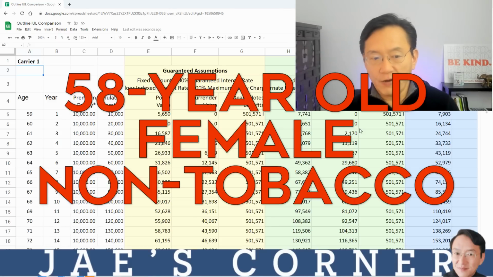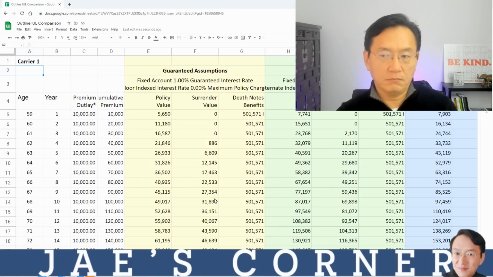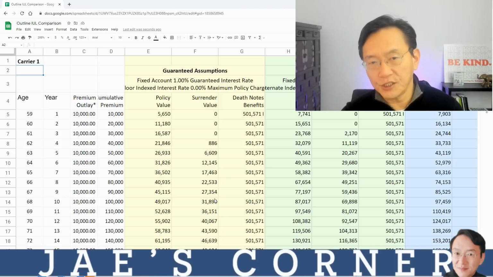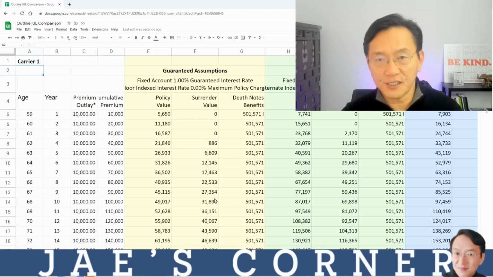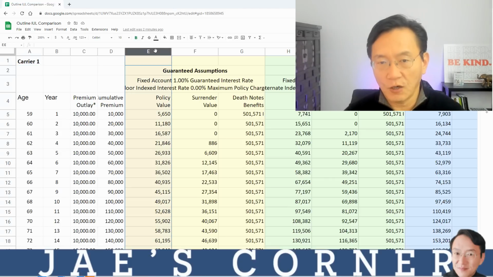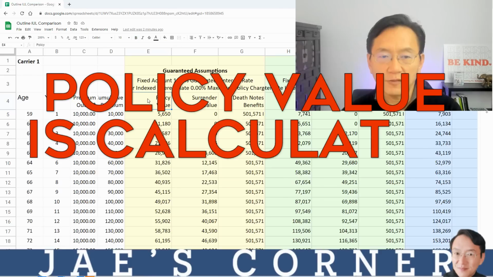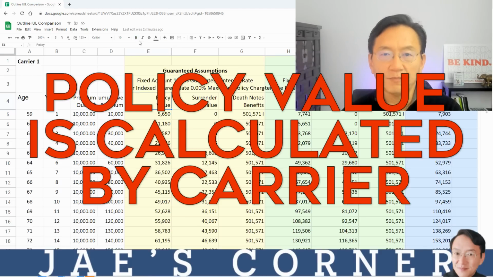What you have here is carrier 1 for a 58-year-old female non-tobacco. I just set that here for comparative purposes. Again, your situation will be different, but it's just to give you an idea of how to understand the illustrations. What we have here by carrier 1 is these yellow columns, which are certain sets of assumptions. And I'm going to talk about this term right here, which is called policy value.